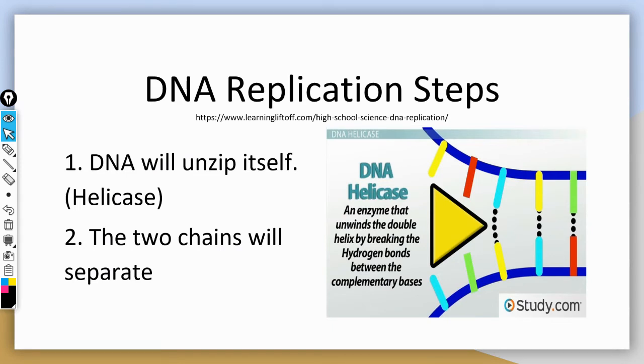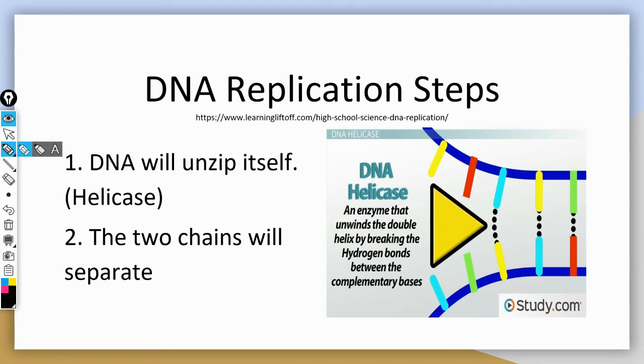DNA replication steps. This is how this process occurs. Step 1, the DNA will unzip itself. So we're talking about the DNA that makes up the chromosomes. It'll start to unzip. So think of it like a zipper on a jacket. It starts to unzip, which allows it to open up. And when it unzips, then the 2 chains separate here in step 2.